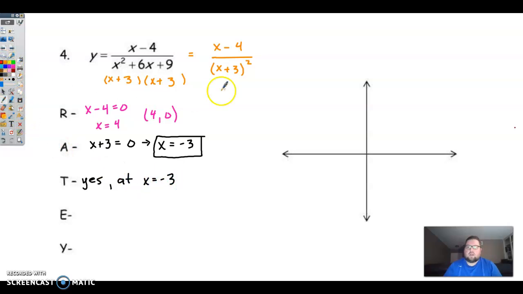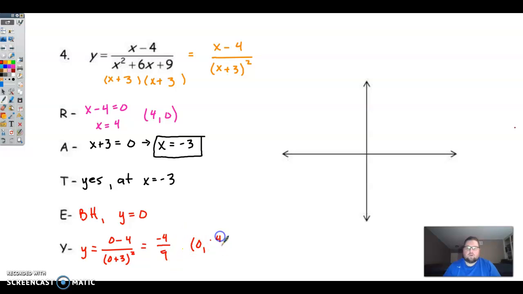End behavior, this time we have a 1 exponent on top and a 2 exponent on bottom. That is bottom heavy. Automatically y equals 0. And then for the y-intercept we plug in 0 for x. So 0 minus 4 over 0 plus 3 squared. So that's going to be negative 4 over 9. So (0, negative 4 ninths).